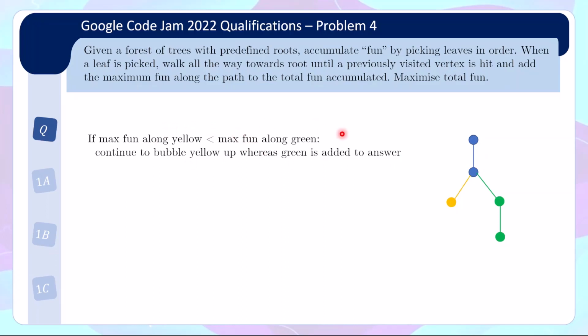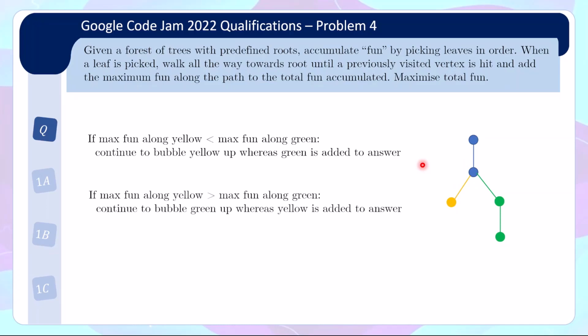So in this scenario, you will activate yellow first, so that yellow has the chance to tap on this, and then green will stop here. So we will add green to the answer, and then yellow will continue to bubble upwards as the leaf that will tap on the blue path. And conversely, if the maximum fun along the green is the smaller one, we want to give green the chance to possibly upgrade its max fun by tapping on the blue path, whereas yellow, we will just add to the answer. So green activates first, then yellow will be stuck with whatever its max fun is.